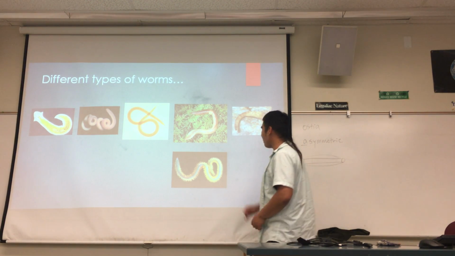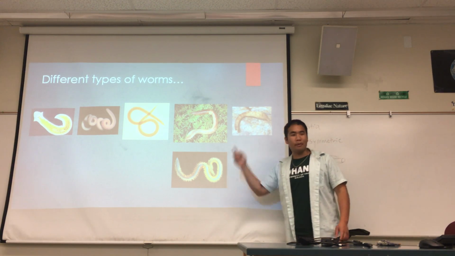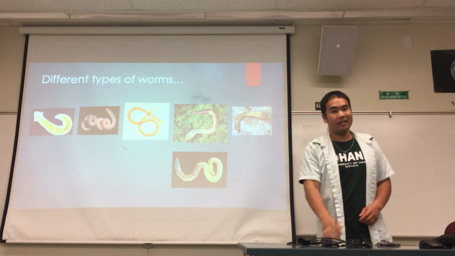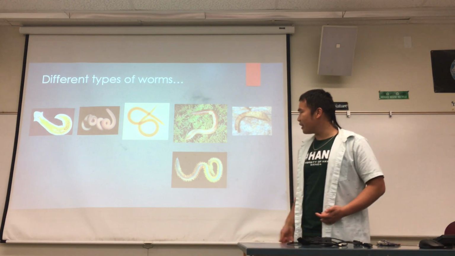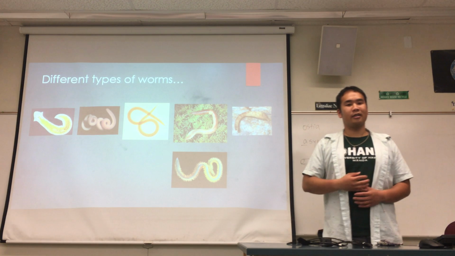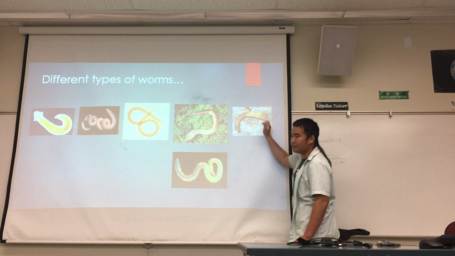So, we'll start over here. What is this? Peanut worm. It's the peanut worm, but what is this? Phylum. Sipuncula. How do you know that's a Sipuncula and those ones are not? It's got a lopsided body, right?